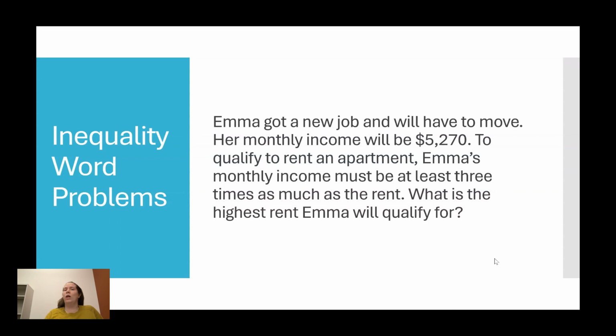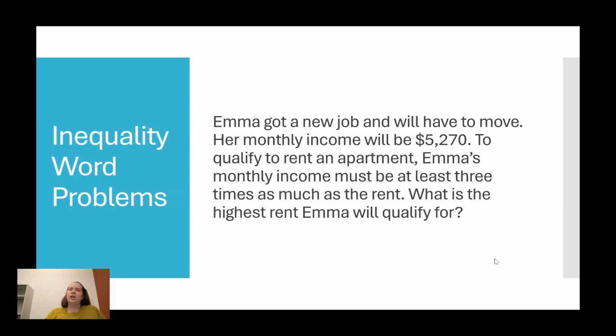When we have inequality word problems, we're looking for phrases like at least, at most, maximum, minimum, no more than, no less than. That's going to tell us that we're not going to be writing an equation with an equal sign, but we're going to be writing an inequality. So let's see how these play out in a word problem.